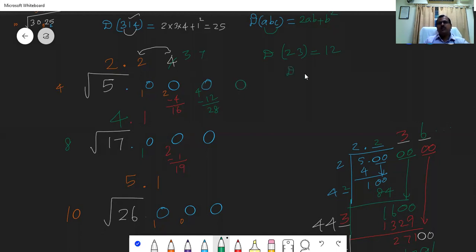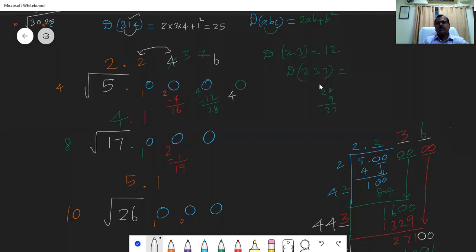2 3 7. What is the number for 2 3 7? 2 7s are 14 into 2, 28, plus 3 3s are 9, which is 37. We can't subtract 37 from 0. So we have to reduce to 6. 6 4s are 24. Now here 4 is the remainder, because 28 I divided by 6. 6 4s are 24, balance 4, 40.